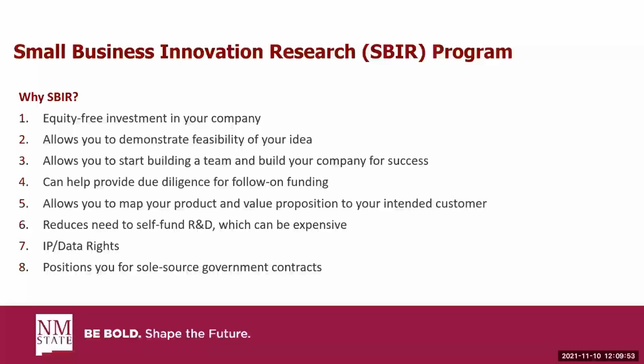Number six, it reduces your need to self-fund your R&D, which can be very, very expensive. So this is a great mechanism to do that. Number seven is IP and data rights. We'll talk about that a little bit more in one of the next slides. And then number eight, this is probably one of the most important ones for me anyway, and it positions you for sole source government contracts. So once you get a phase one, you are positioned for sole source, and that's huge in the contracting world. So it's a really great benefit if you can get that phase one, and if government contracts are something you'd like to pursue.